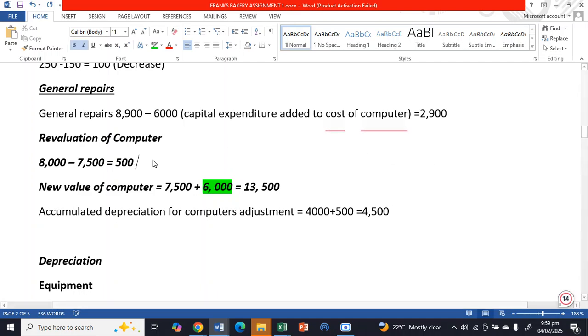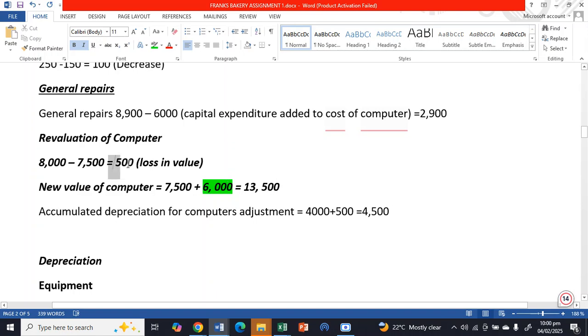First, find out the loss in value. This is where we did the 8,000 minus 75. We get the loss in value, which you can equate to depreciation. After you find the loss in value, add this 6,000, which you removed from this 8,900, so that you get the new total value of the computers. So 75 plus 6,000, then you get 13,500.